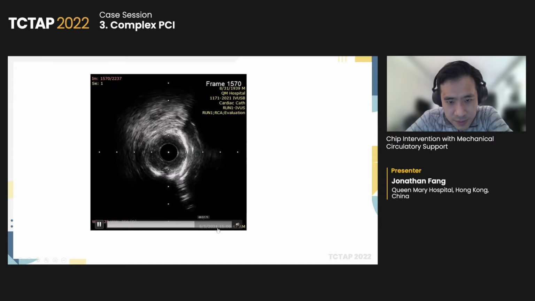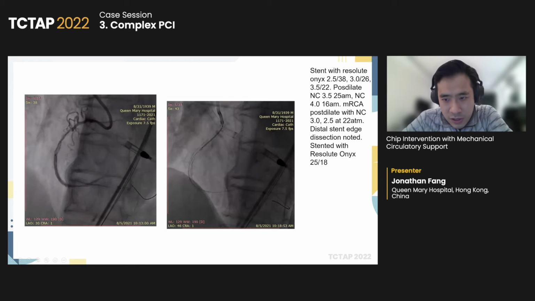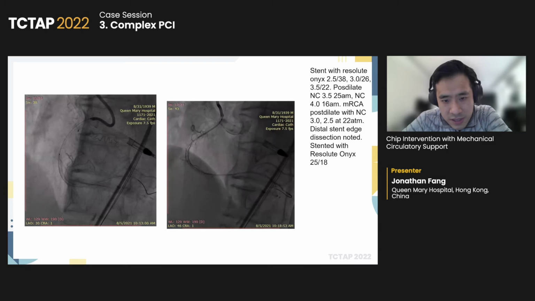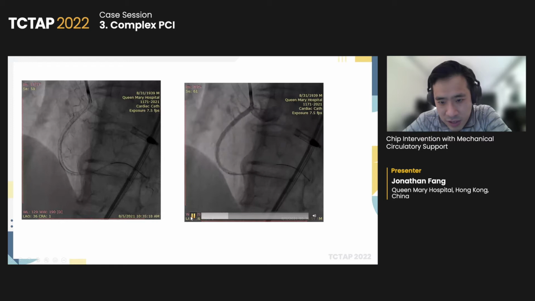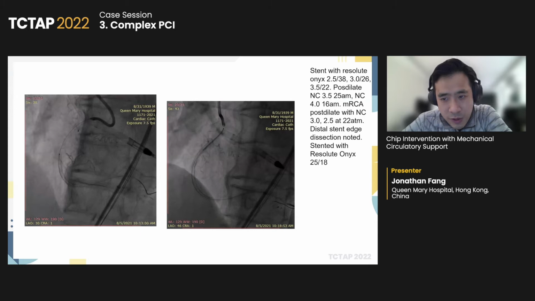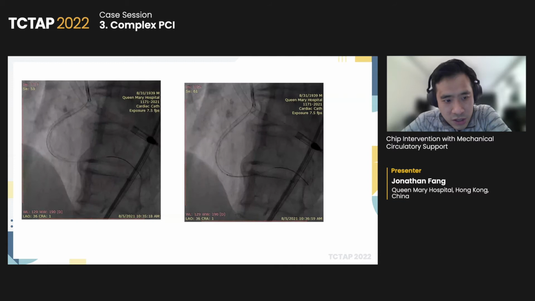So we further dilated the lesion with a 2.5 scoring balloon, and then proceeded to stent. We chose a stent with data for 1 month DAPT. So we used Resolute Onyx in this patient because there's potential need for hip surgery after we revascularize the patient. So we placed three stents: 2.5 by 38, 3.0 by 26, and 3.5 by 22 up to the ostium.